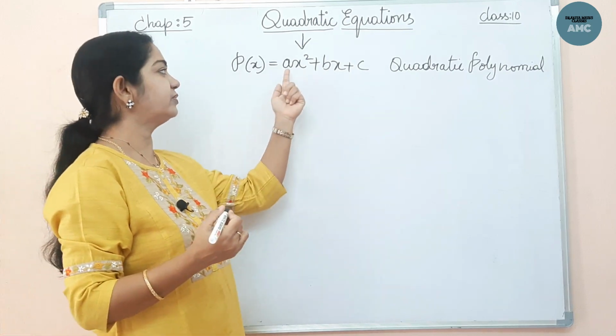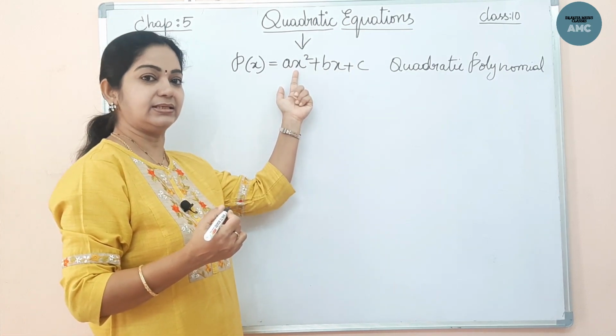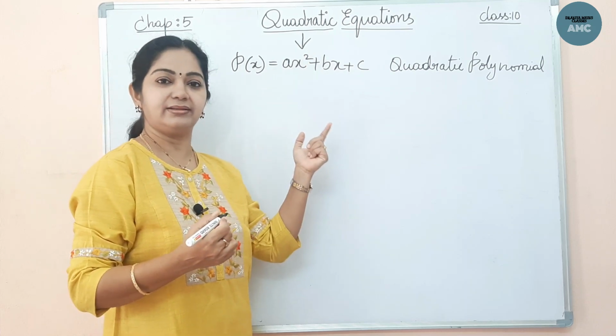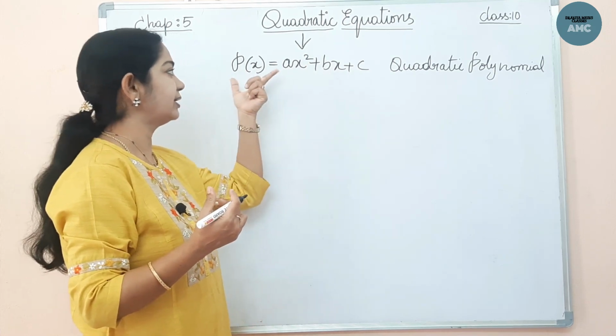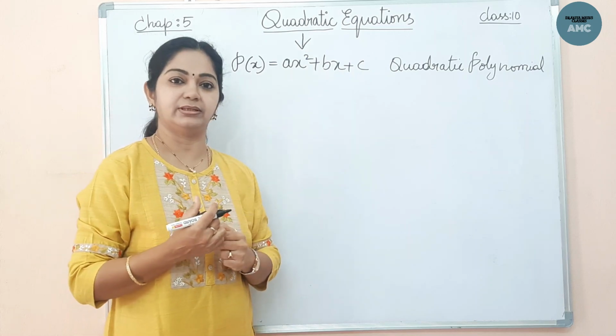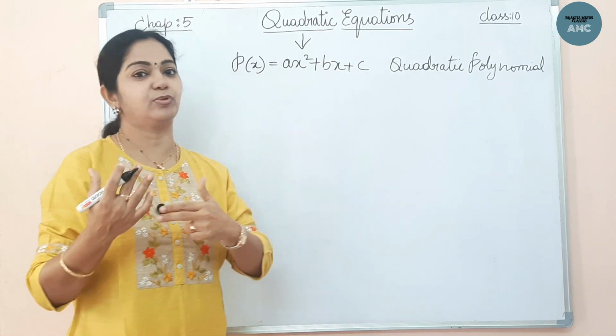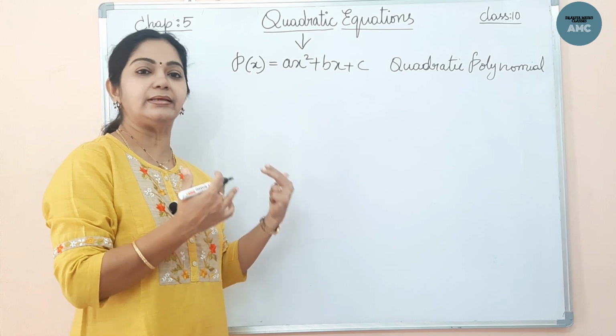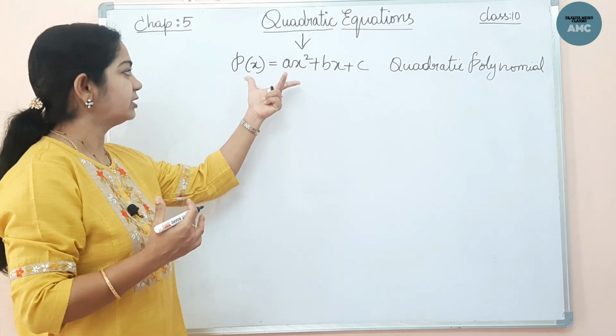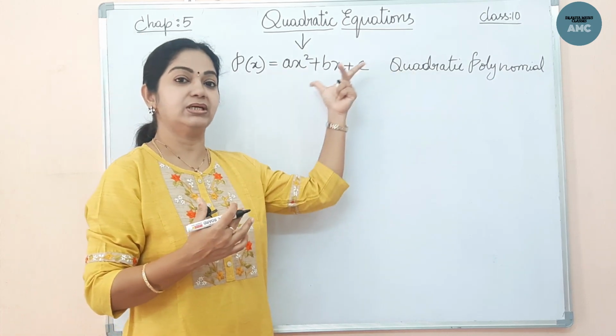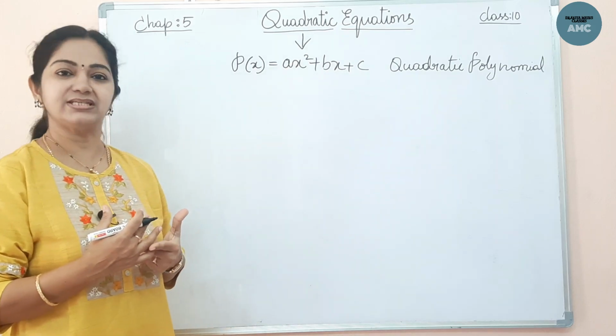When the degree of the variable x is 2, then that is called a quadratic polynomial. If the degree is 3, cubic polynomial. If the degree is 1, linear polynomial. Right? So, this is a quadratic polynomial. We heard it in the polynomials chapter.